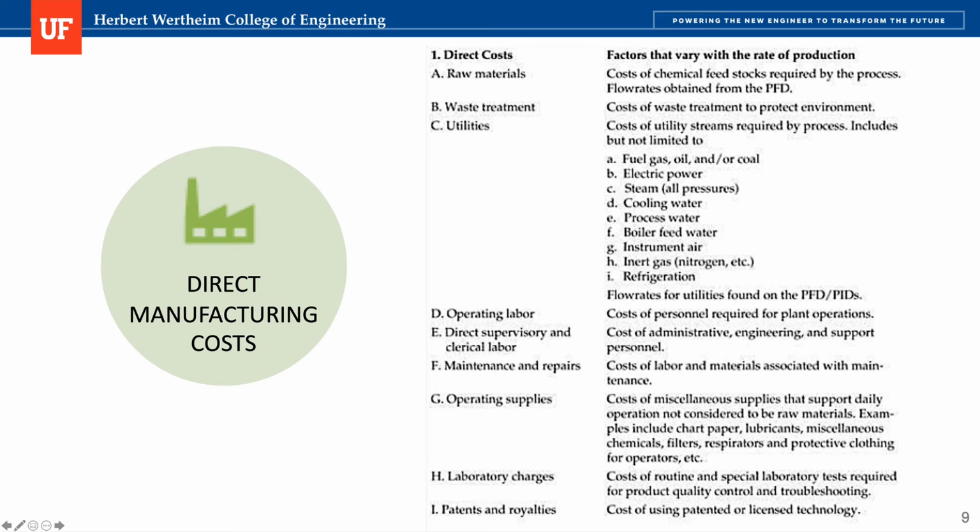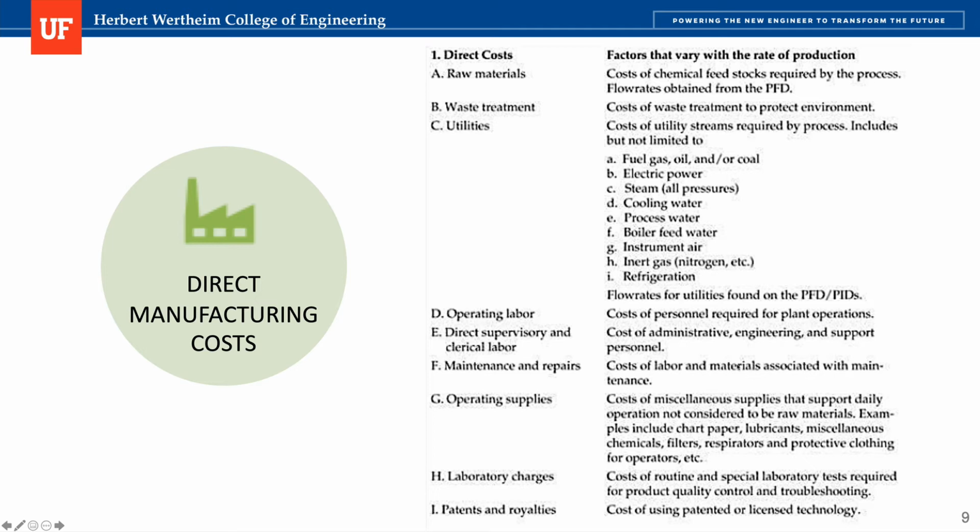different supervisory and clerical labor. Here is the cost of administrative, engineering, and support personnel, particularly making the process happen, right? That particular process that you're designing. Also, the maintenance and repairs. Here is the cost of labor and materials associated with maintenance.